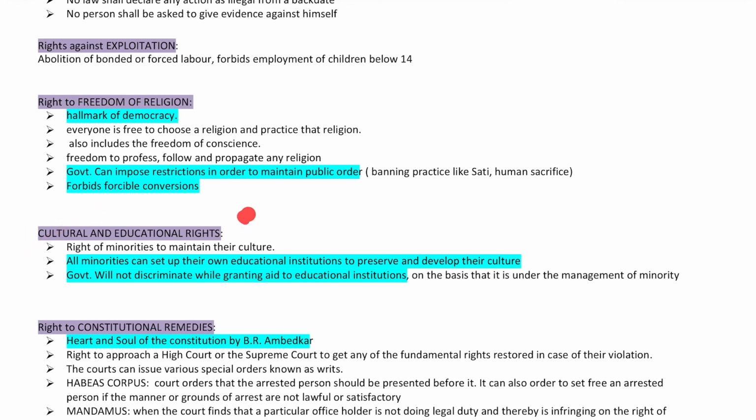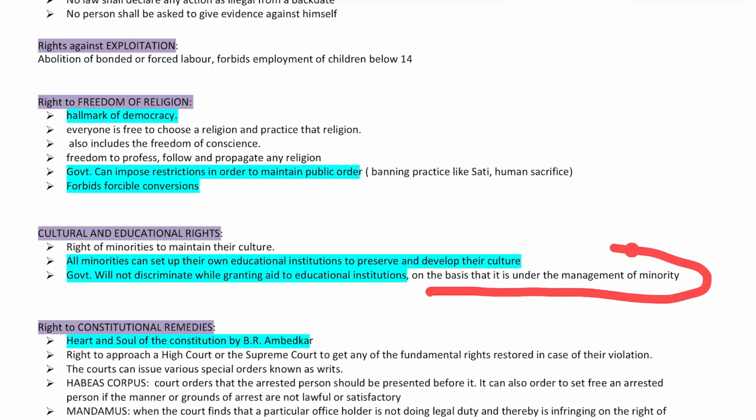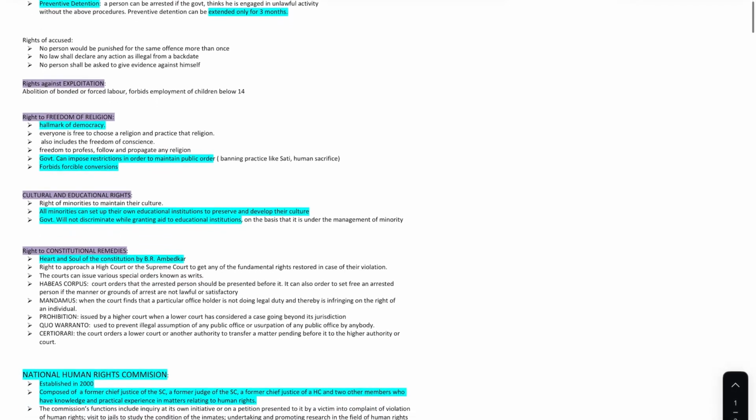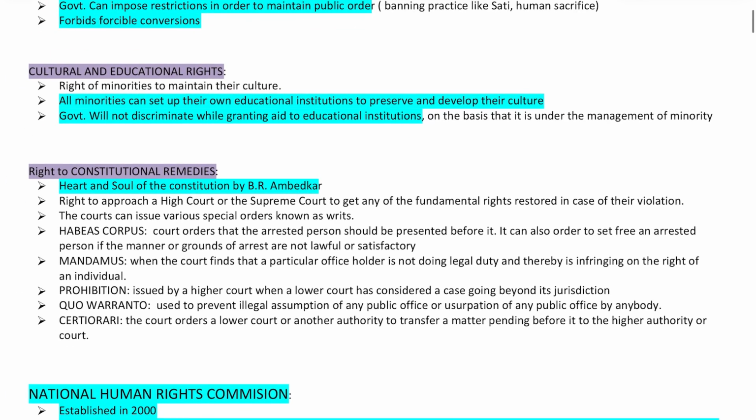Cultural and educational rights, 29 and 30 from the Constitution. The rights of minorities to maintain their culture. All minorities can set up their own educational institutions to preserve and develop their culture. Government will not discriminate while granting aid to educational institutions on the basis that it is under the management of a minority. So government would treat all of the educational institutions likewise.